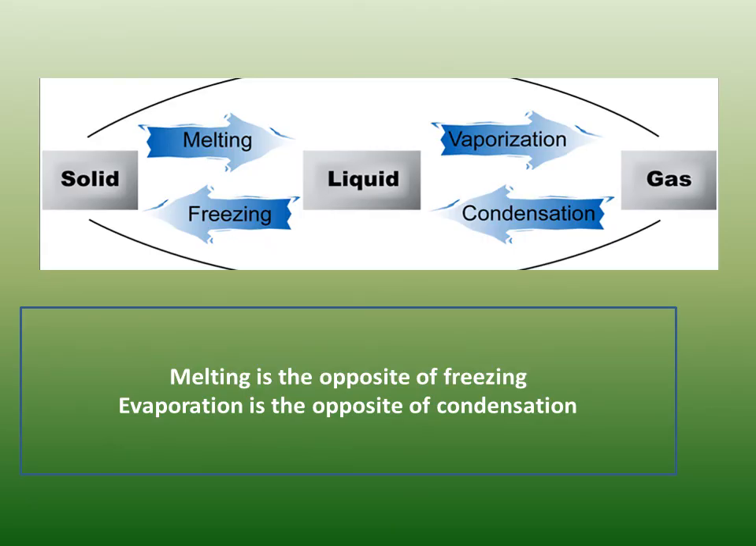Matter changes from one state to another by heating or cooling. When solid changes to liquid, this process is called melting. When liquid changes to solid, this process is called freezing. When liquid changes to gas, this process is called evaporation. When gas changes to liquid, this process is called condensation.